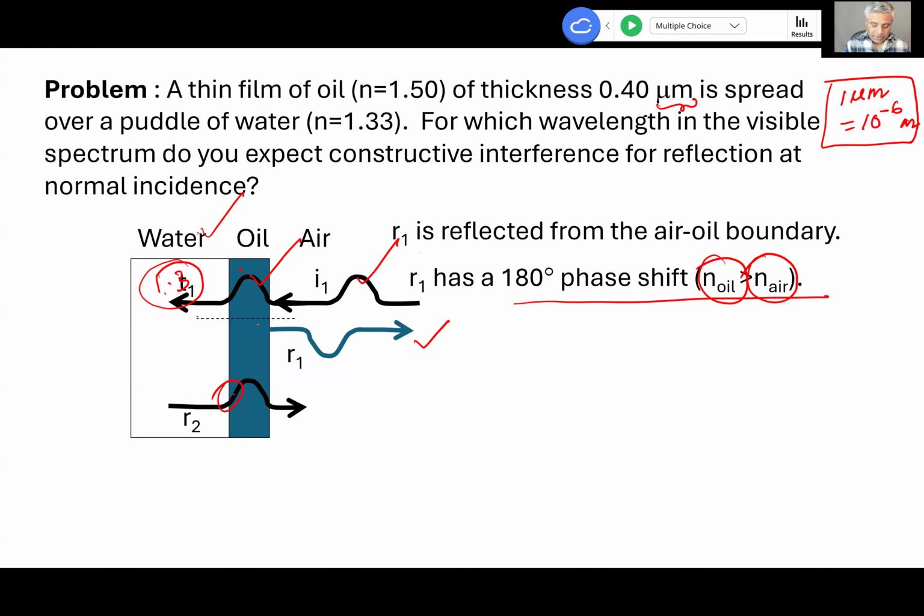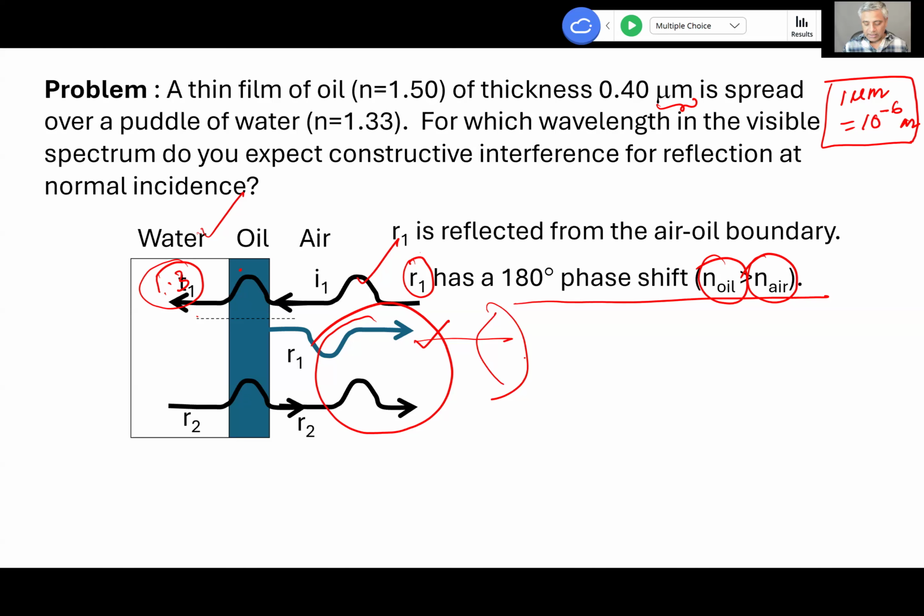So this is the reflected ray from the second boundary. This is reflected R1 and reflected R2. R2 is reflected from the second boundary. You see the hump is on the same side, meaning there is no phase change there. And when it comes out, it goes through refraction, meaning there is no phase change as well. So we are looking at these two reflected rays. When they arrive at our eyes, we may see constructive or destructive interference.